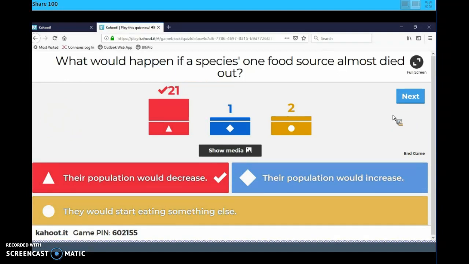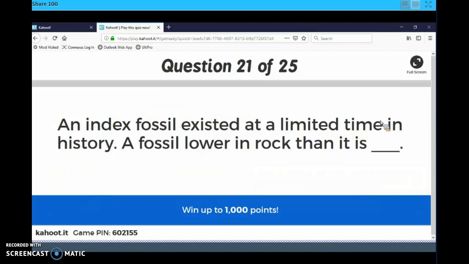So if a species' one food source almost died out, some of that species would die because they wouldn't have enough to eat. And so that would mean their population would decrease. Some people think organisms would start eating something else. They don't really start eating something else all of a sudden. If they could survive from eating that other thing, they would already be eating it. So they don't just find a different food source. They don't generally do that. This one food source almost dying out would cause the population of whatever eats it to decrease.